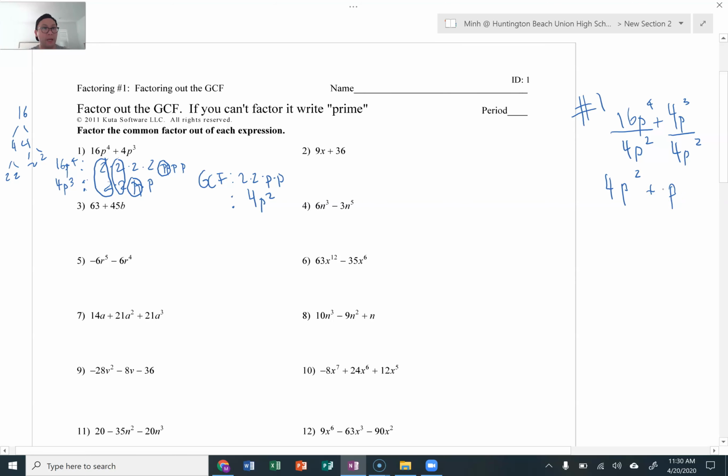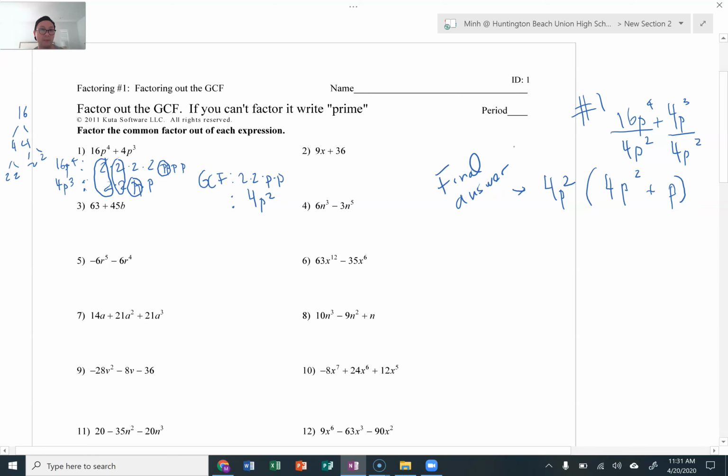Now, final part, and this is important because you will get marked wrong if you don't do this part. After I'm done subtracting, I'm going to go ahead and put those into parentheses, and my GCF is going to go on the outside, which is 4p squared. So in essence, this is going to be my final answer. Okay, make sure you know that that's your final answer.